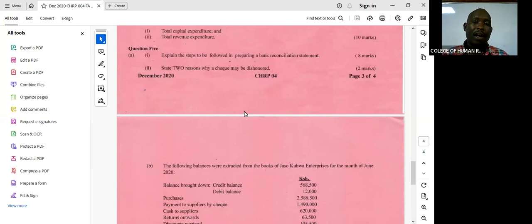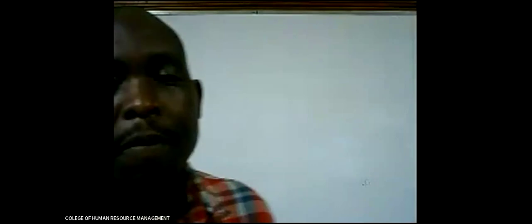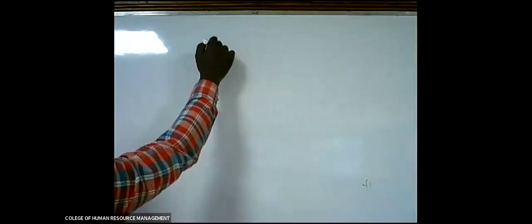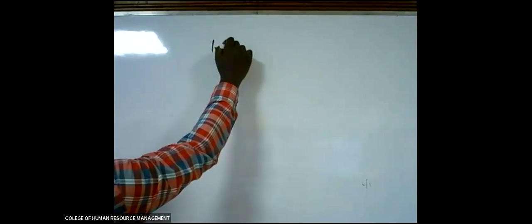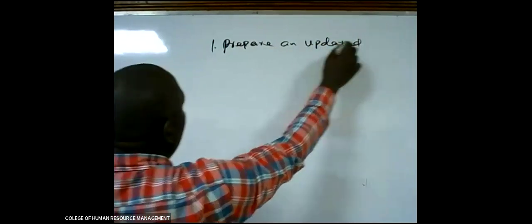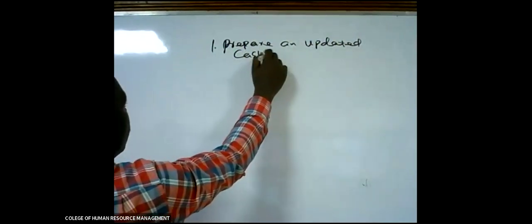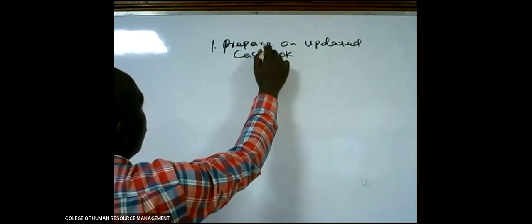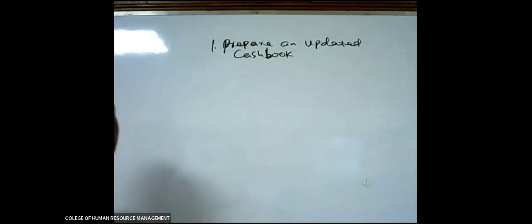Those steps are normally 4. In preparing a bank reconciliation statement, the first step you do, and that is what you always do, is to prepare and update the cash book. The first step is normally you prepare an updated cash book.